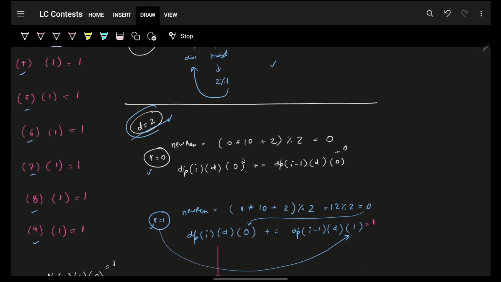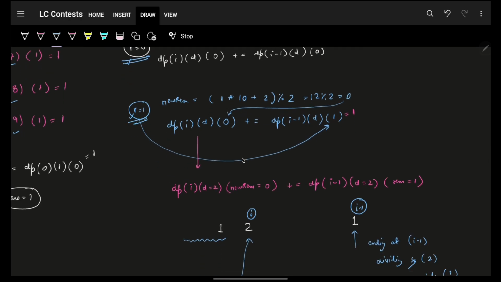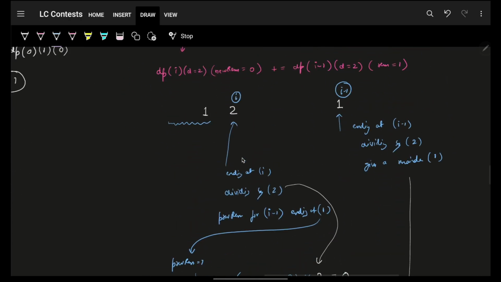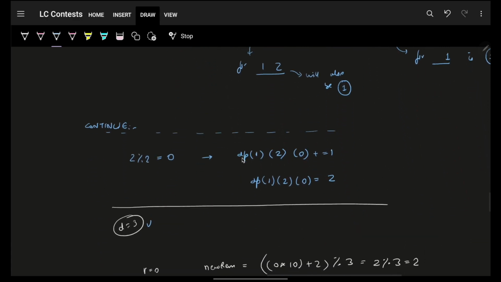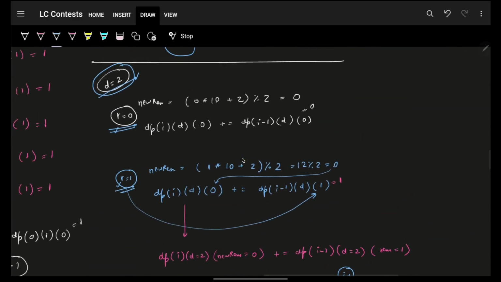Cool. Now, same way, do it for when I have divisor as 2. When the divisor is 2, again there are three possibilities: remainder is 0, remainder is 1, or a fresh state. Now, when the remainder is 0, what will happen? Find the new remainder. The previous remainder 0, multiplied by 10, plus the current digit, mod the divisor, gives me a 0. So this is a 0 as the new remainder.